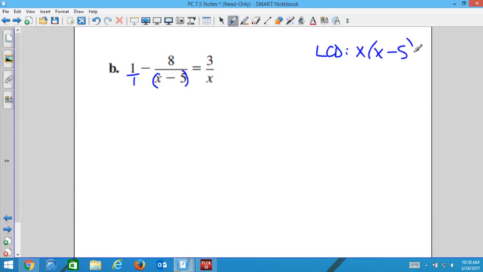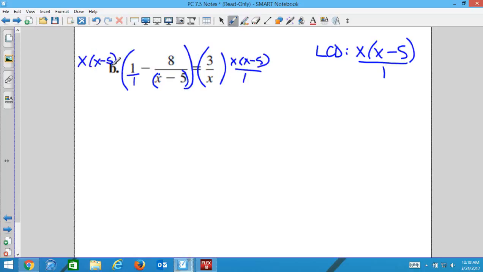x times x minus 5, times 1, but the 1 doesn't really change anything. So we're going to do the LCD, and we're going to multiply it over 1. Plus it. We're going to do it over 1. Should you distribute that out or leave it there? I would leave it, because for us to cancel stuff, we want it in factored form. All right, so I'm going to have x times x minus 5 over 1 multiplied by 1.